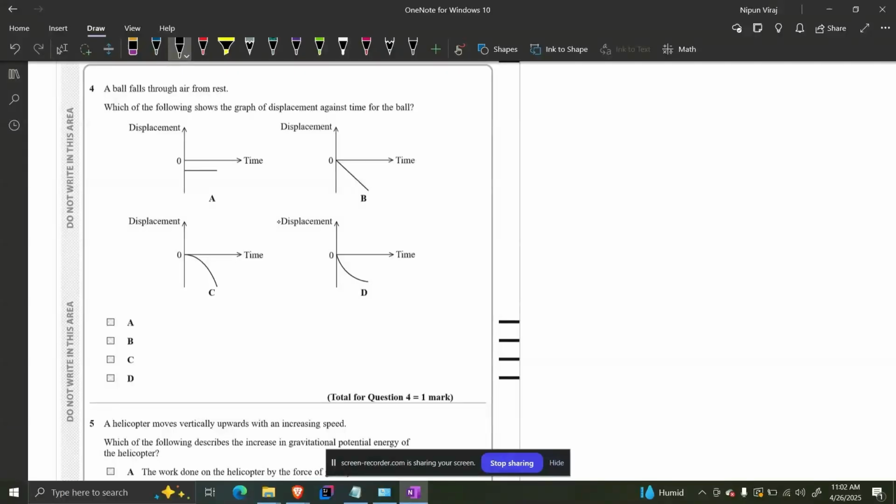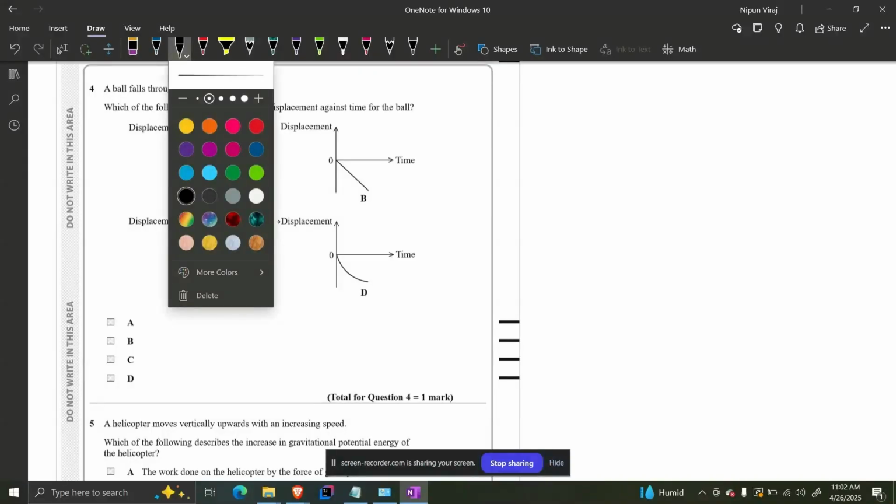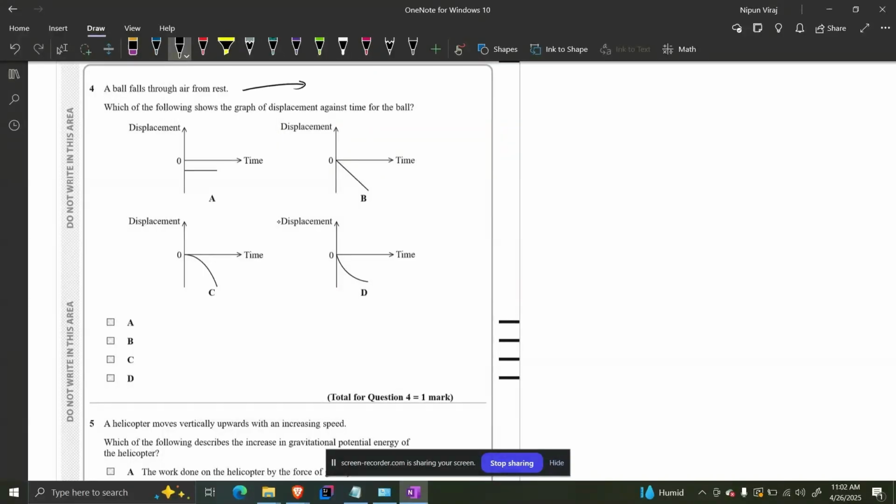First of all, by looking at this question, you can see the displacement is negative. So first of all, you should identify the direction. This says that the ball is falling downward, or simply the downward direction is considered to be negative.